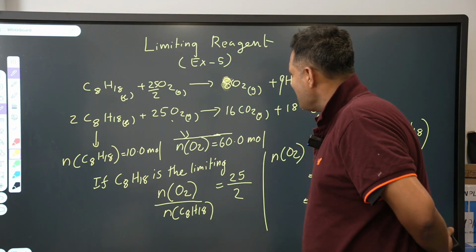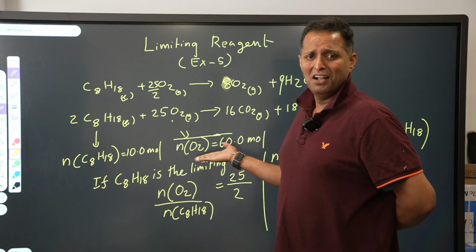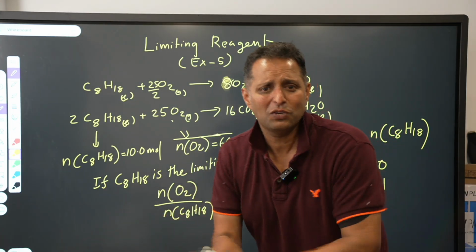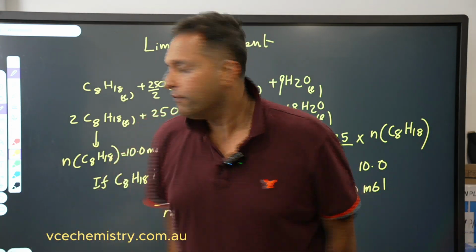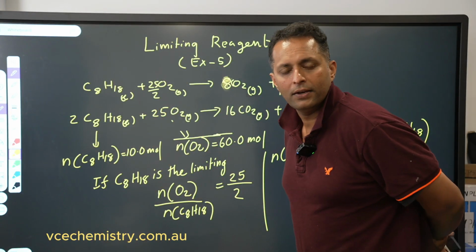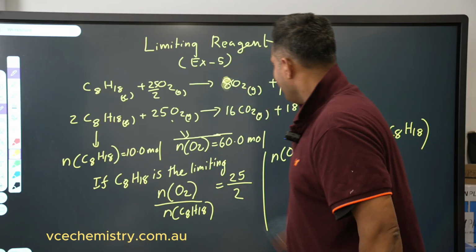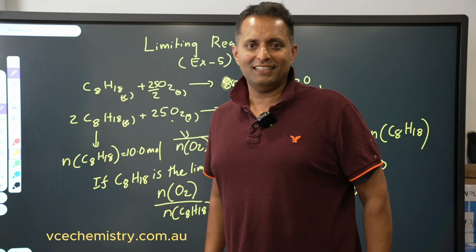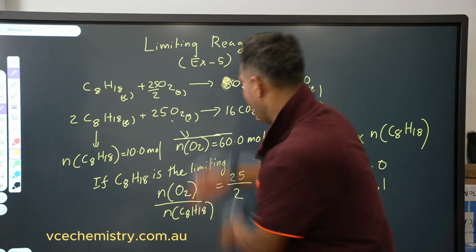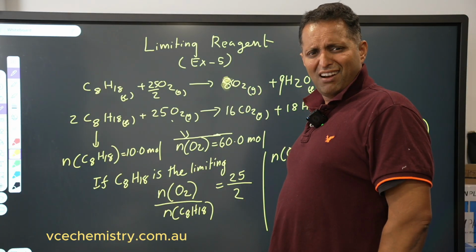Have we got 125? We haven't got 125. We got only 60. Then oxygen cannot be the excess reagent. Oxygen is the limiting reagent. Our assumption is not right.